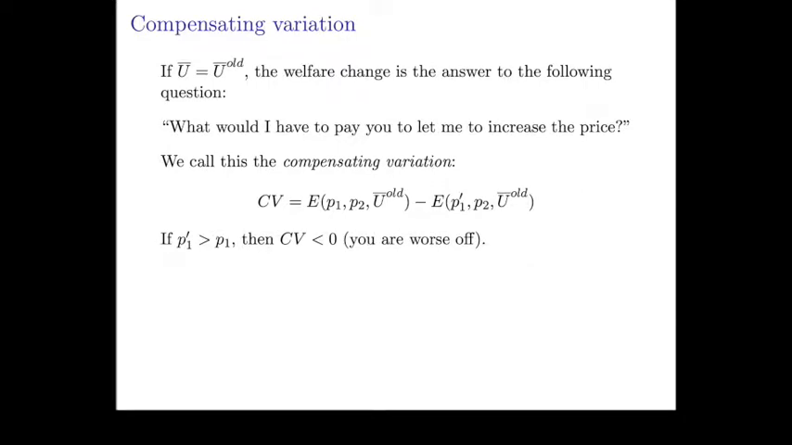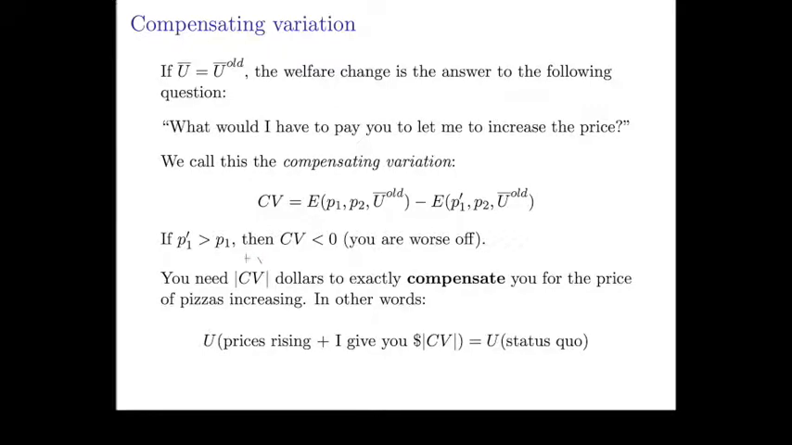So we call this the compensating variation, because it's the amount of money that I would need to give you to compensate you for increasing the price. The compensating variation is the expenditure to get to the original utility level at the old prices minus the expenditure to get the original utility level at the new prices. So if the price of good one goes up, then the compensating variation is going to be negative. This says you're going to be worse off. If we look at the absolute value of the compensating variation, that many dollars exactly compensates you for the increase in the price of good one, or pizzas.